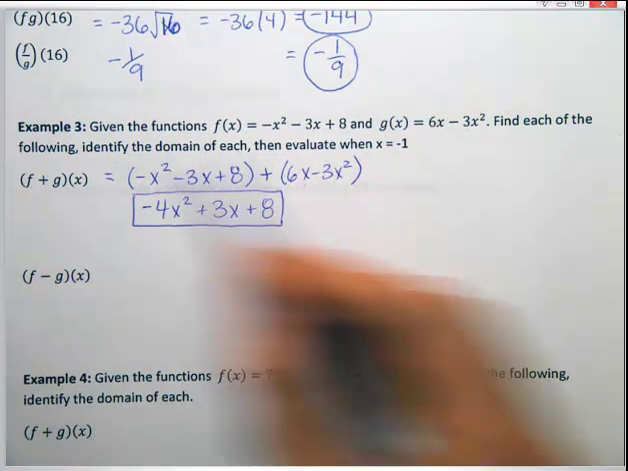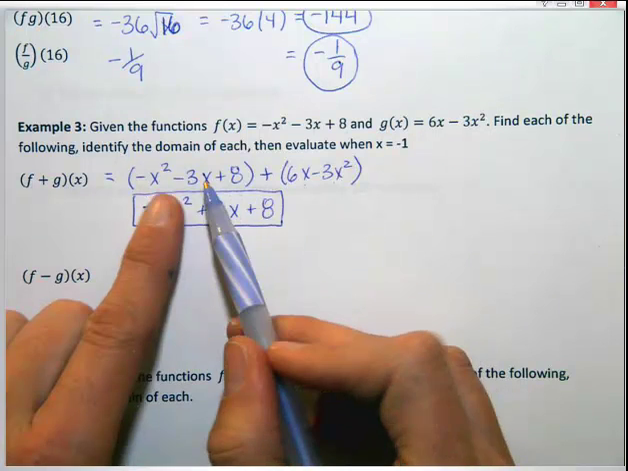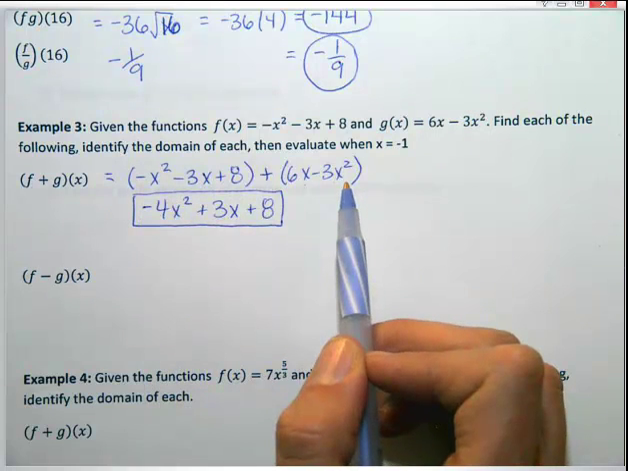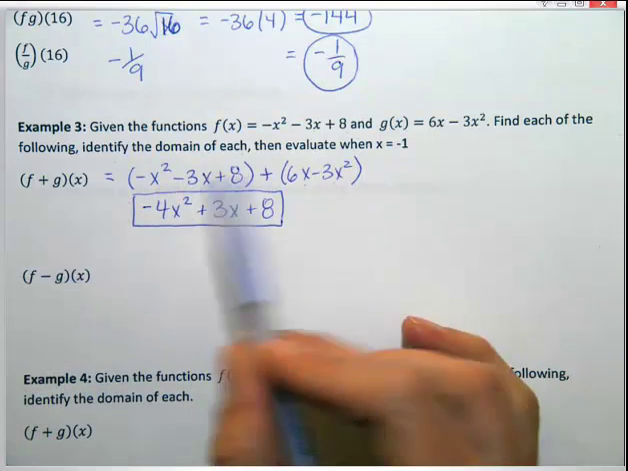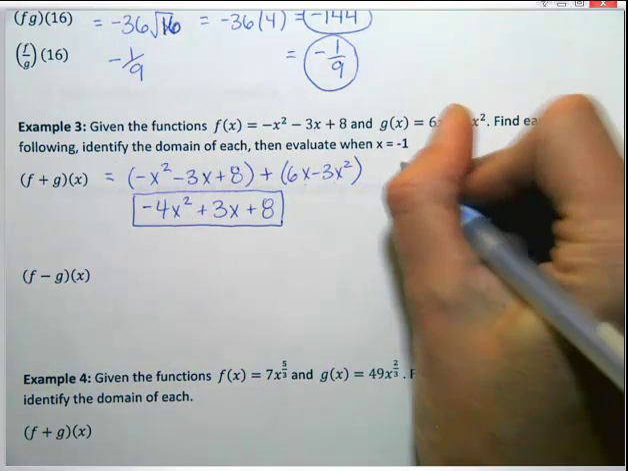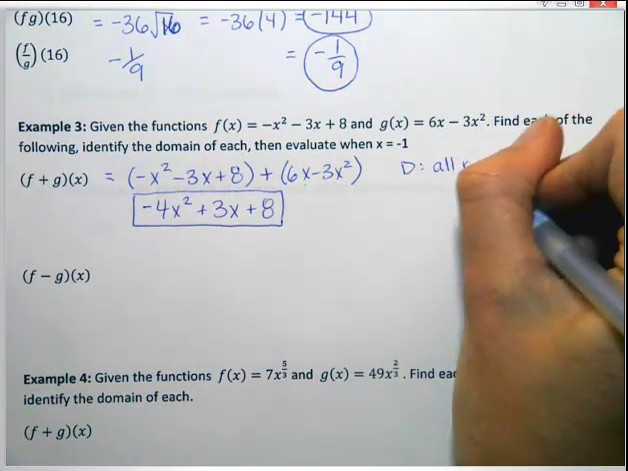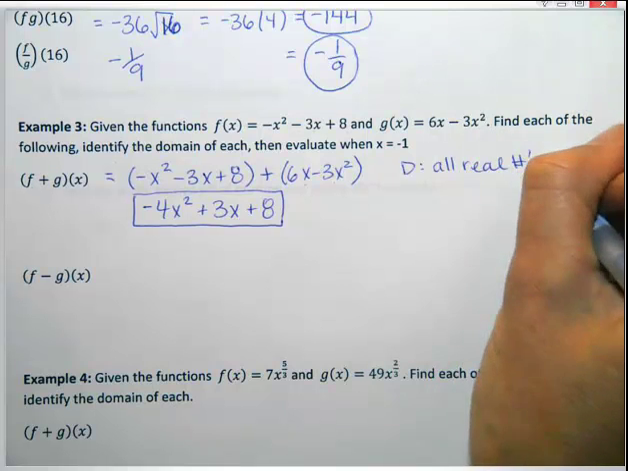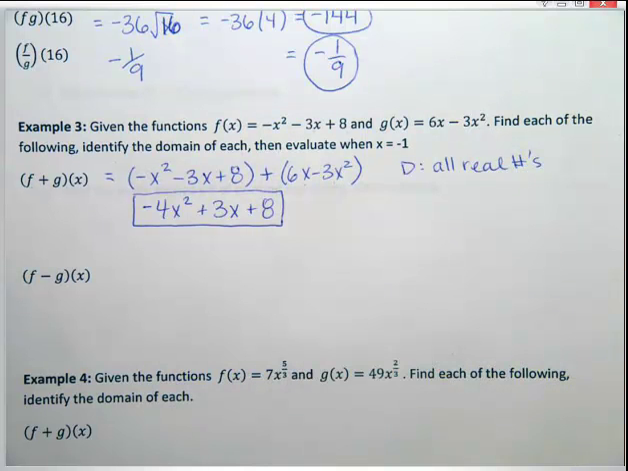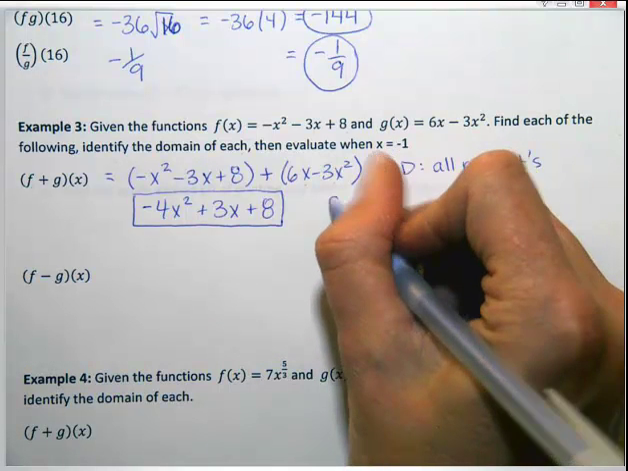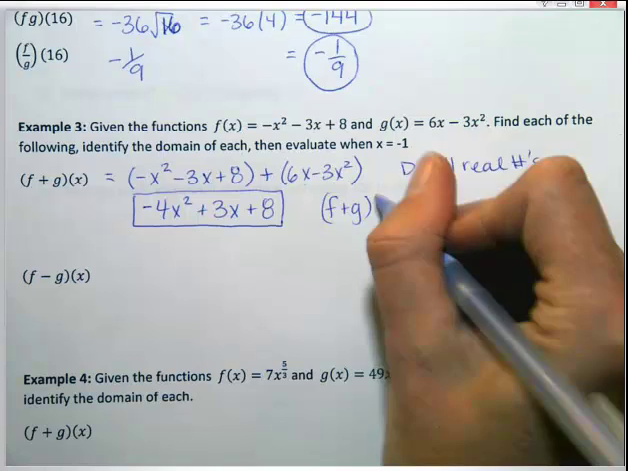And then we want to identify the domain. Well, the domain is what inputs are allowed. In a quadratic function, which both of these are, the domain is all real numbers. We can put any number in for x. There's no restrictions. And then lastly, we want to find f plus g of negative 1.